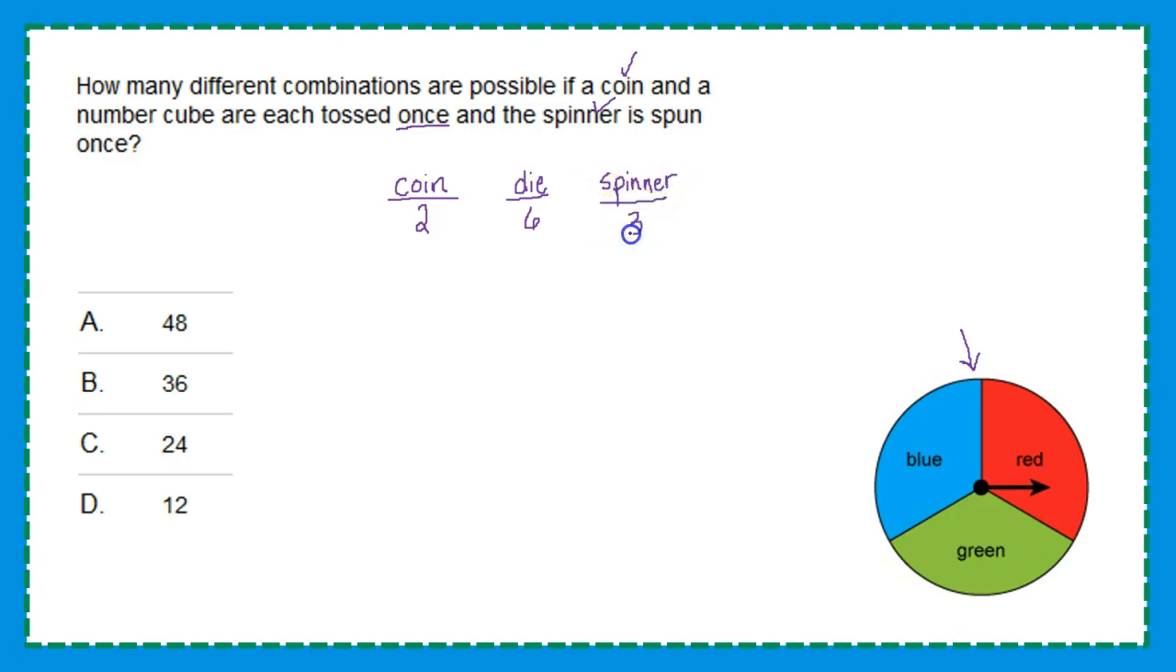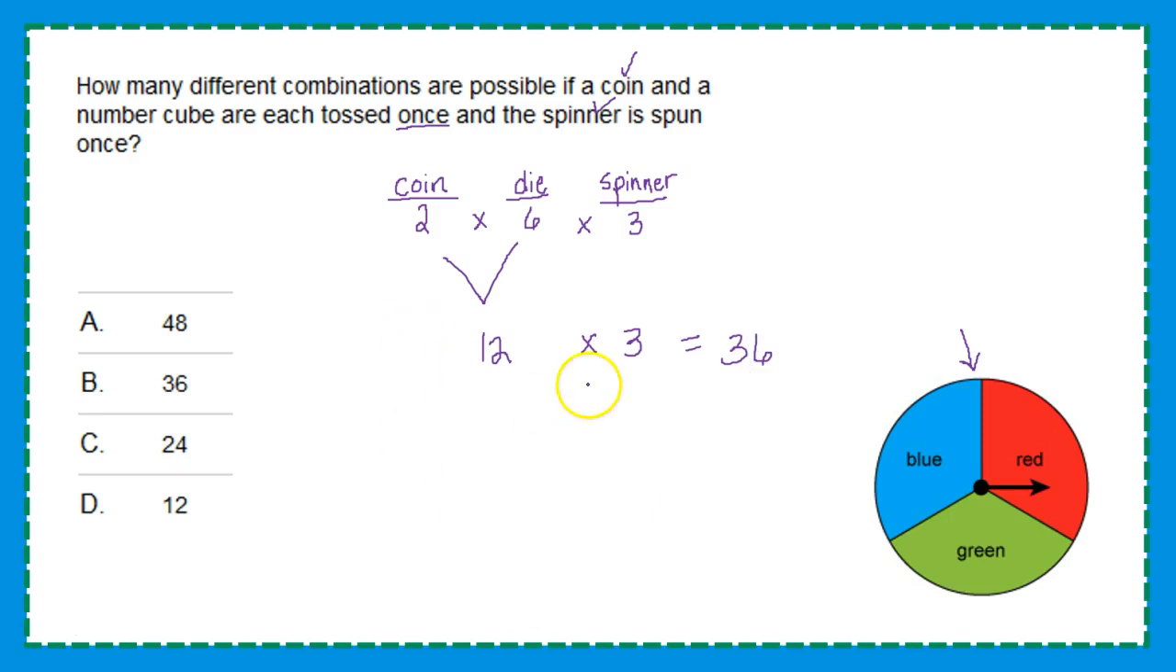So what do you do with these numbers? What you're going to do is simply multiply them. And since the coin is tossed once, the number cube is tossed once, the spinner is spun once, you just say 2 times 6 times 3. So that would be 2 times 6 is 12, and drop this 3 down. 12 times 3 is 36.